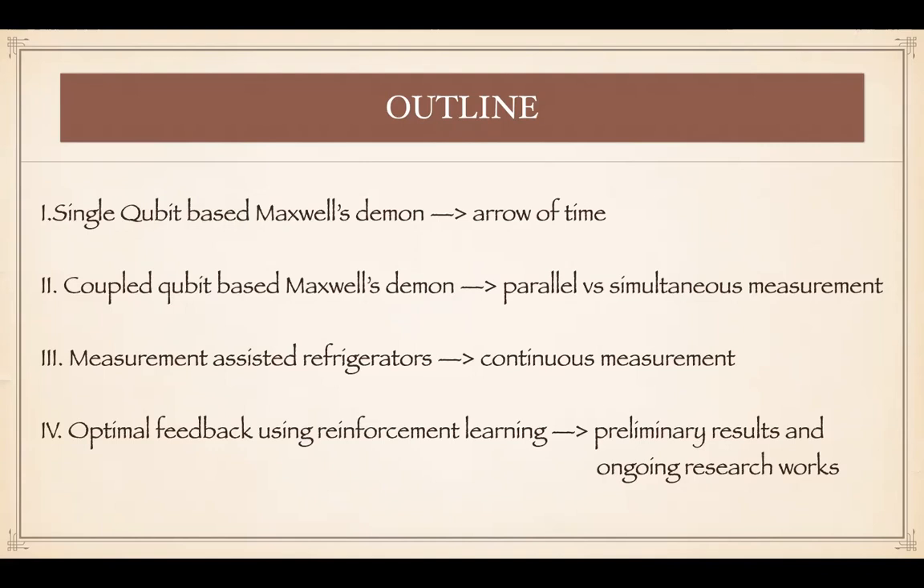Then we will go to the measurement-assisted refrigerators, where, instead of a Maxwell demon with 1 thermal bath, we will have 2 thermal baths, 1 hot and 1 cold, and we'll use measurement and feedback, and sometimes only measurement, to push heat from the cold bath to the hot bath.